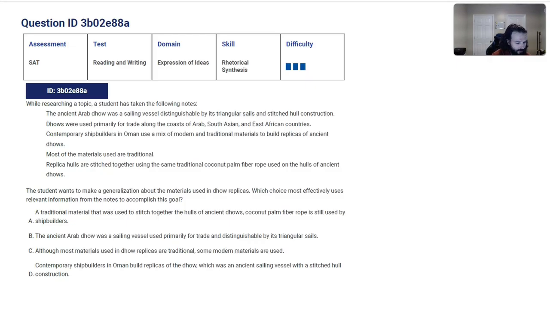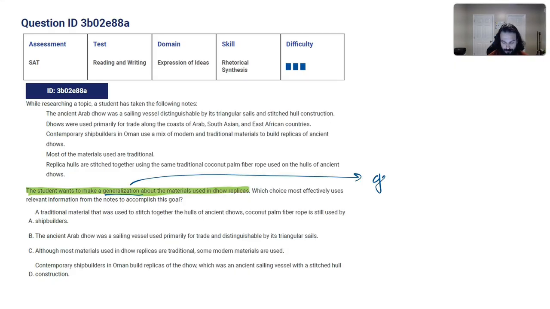So we have the following notes. The student wants to make a generalization about the materials used in dhow replicas. Now, generalization is a really important word here. That means we want something general, as the word would indicate. And specifically, I want a generalization about the materials used in the replicas. Not necessarily in the original ship or the original whatever. In this case, we're talking about ships, right?